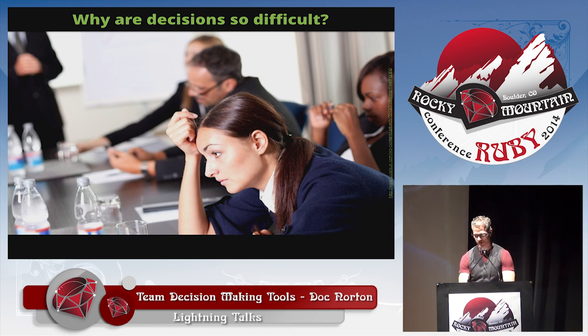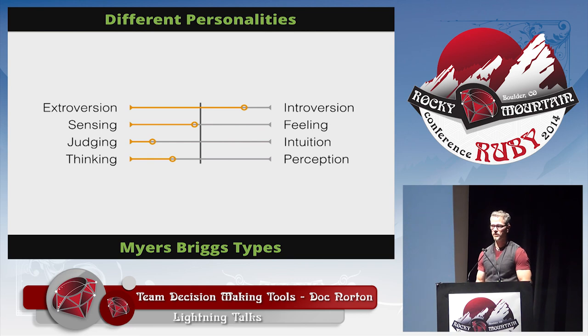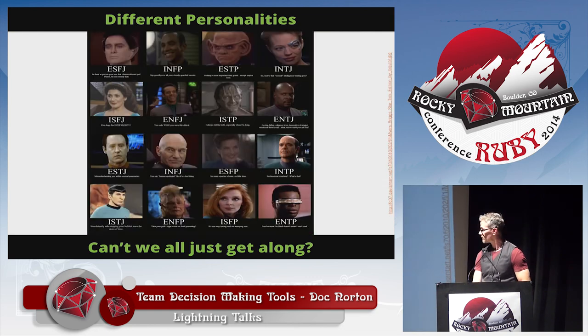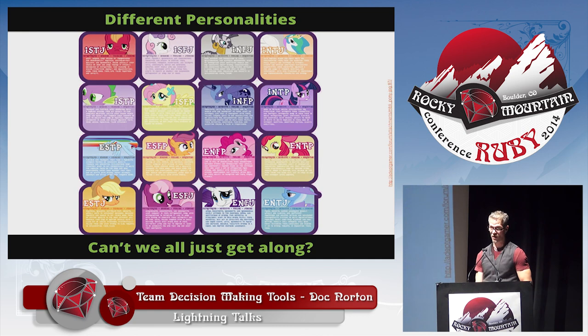Yes. All right. So first thing, we've got different personalities, right? So Myers-Briggs type, there's three different categories and a modifier. Just that alone gives us 16 different personality types. If this doesn't resonate with you, this probably will. If this doesn't, I know this will, right?